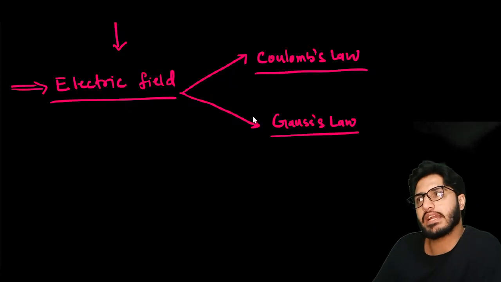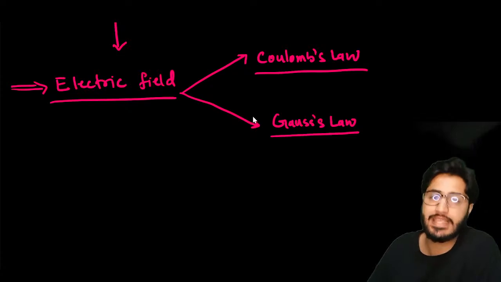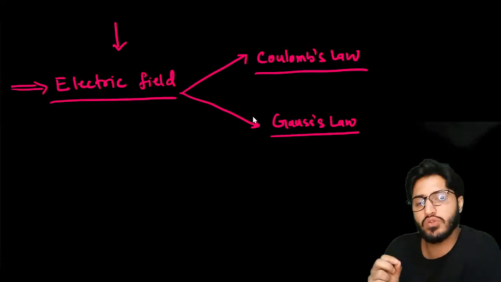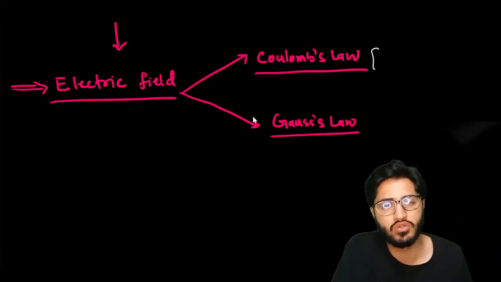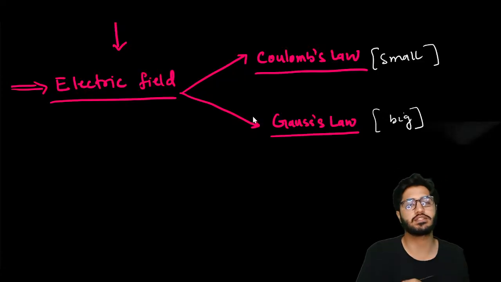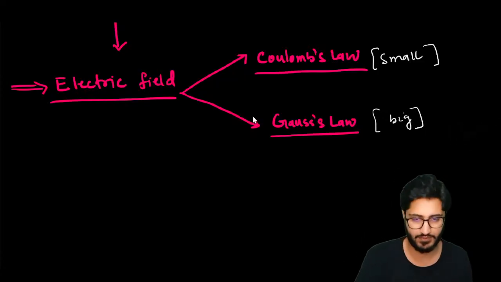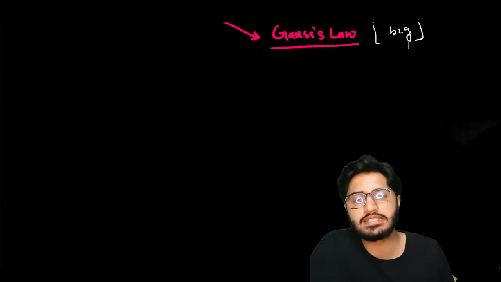But if we want to find the electric field due to huge objects like spherical shells, an infinite sheet, or a plate, I need to use Gauss's law. So I can use Coulomb's law for small objects, and I can use Gauss's law for big objects. Okay, so we have completed the Coulomb's law part. Now let us start one more topic, known as electric force.